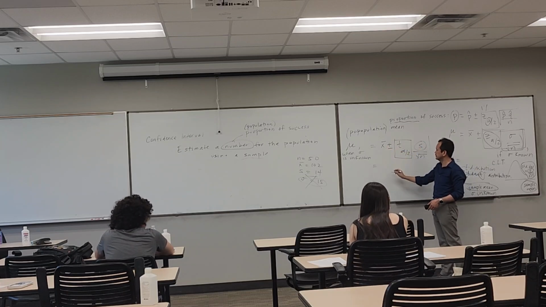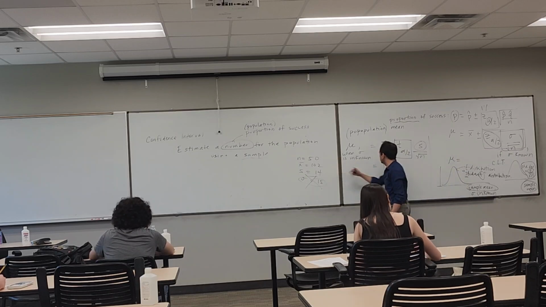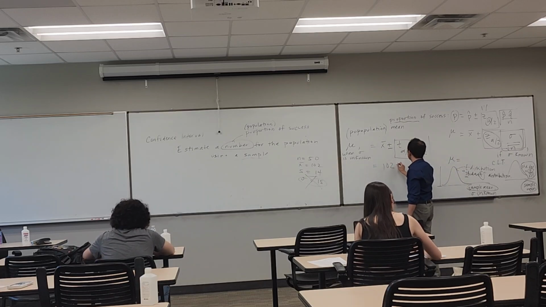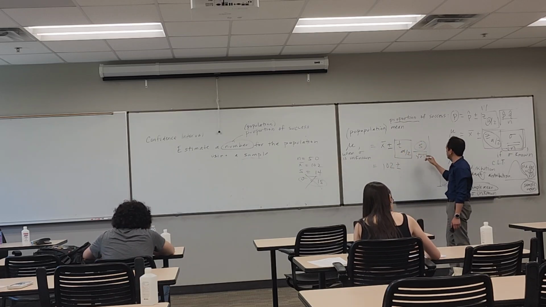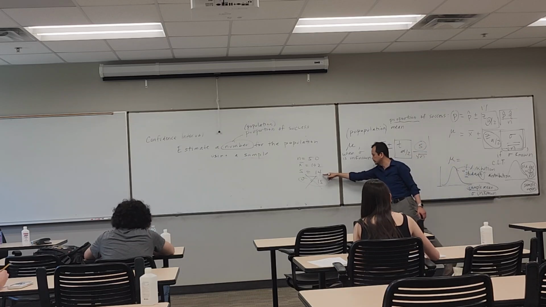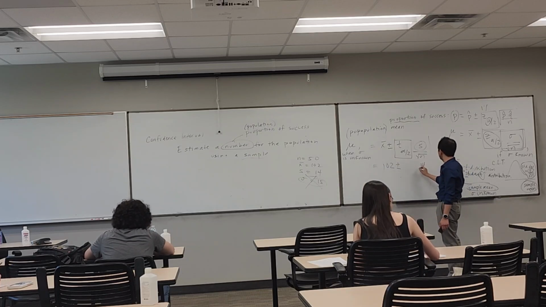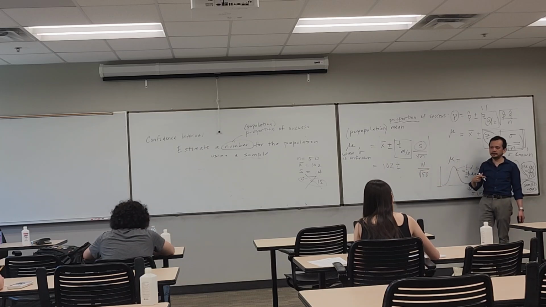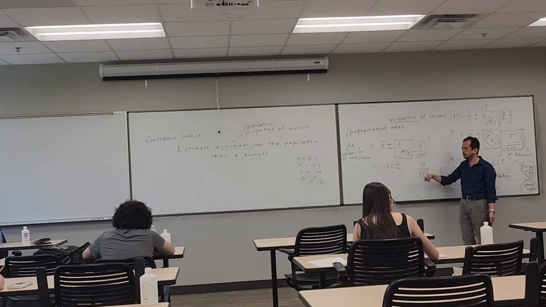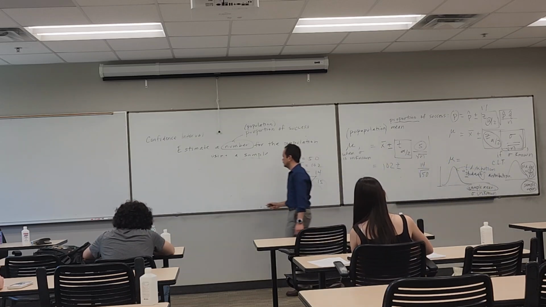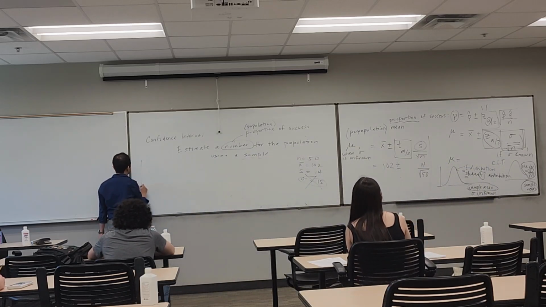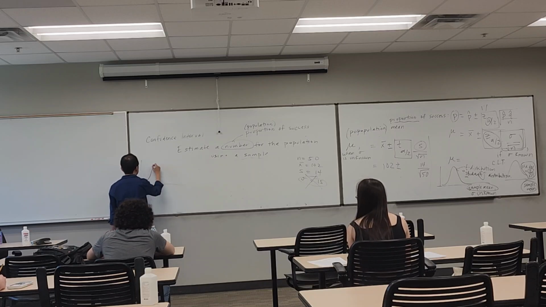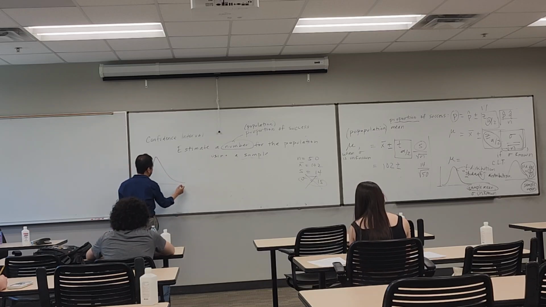So x bar is 102, that's given in the sample, plus or minus this t-score we'll talk about, and then s is given as 14, and then divide by the square root of n, which is the square root of 50. And the only quantity left in this formula is this t-score, so let's talk about that. So the t-score, again, would look something kind of similar as before. Let's say this.